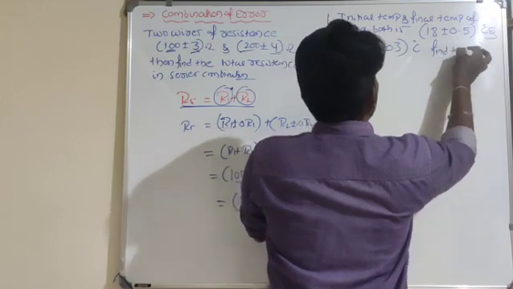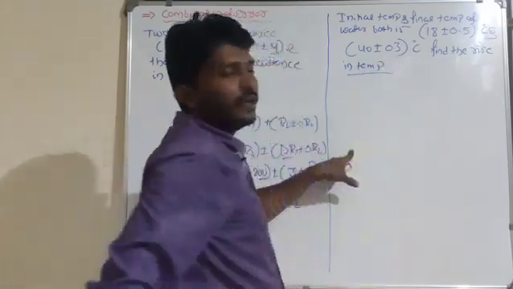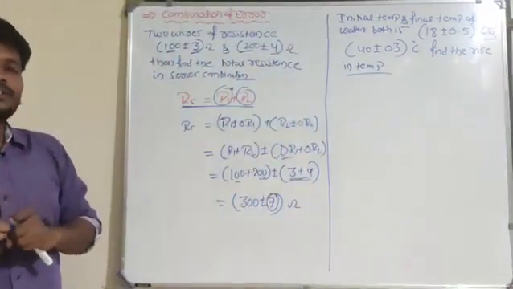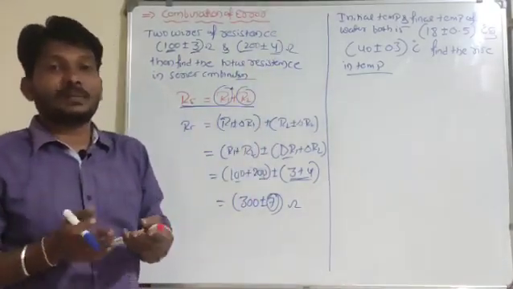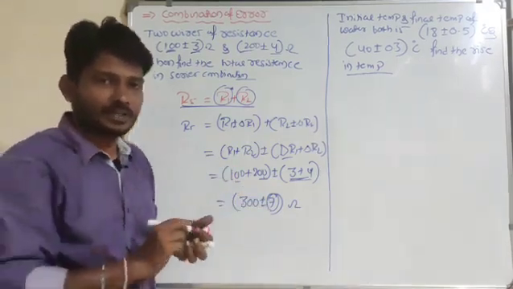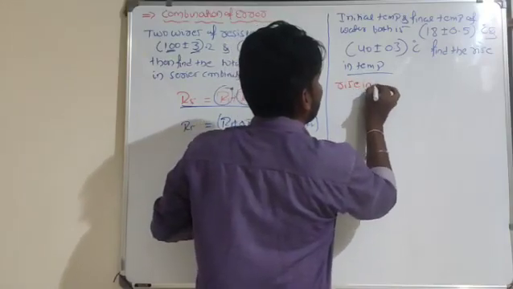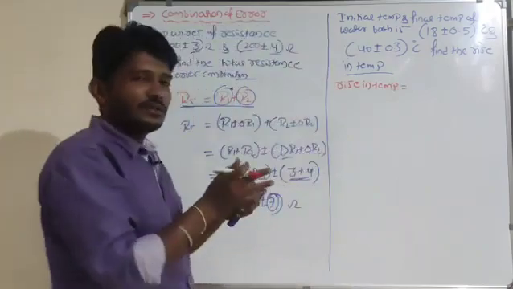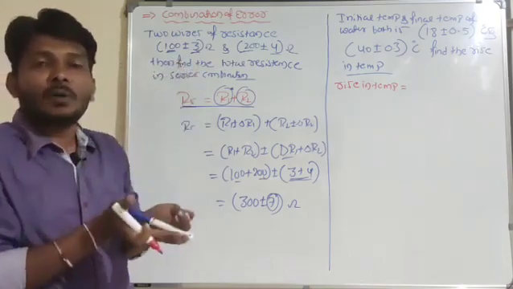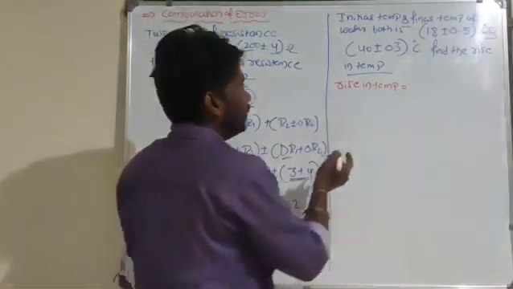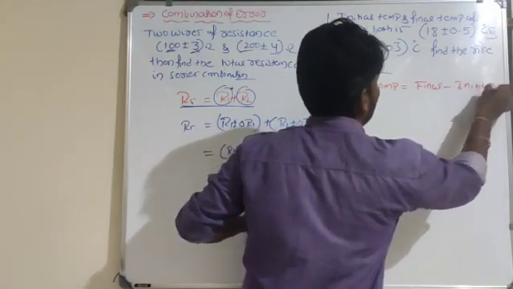Find the rise in temperature. What do I need to find here? How much the temperature will rise. So what is the connecting formula to find the rise in temperature? Final temperature minus initial temperature. That is the common sense formula. So rise in temperature is equal to final temperature minus initial temperature.